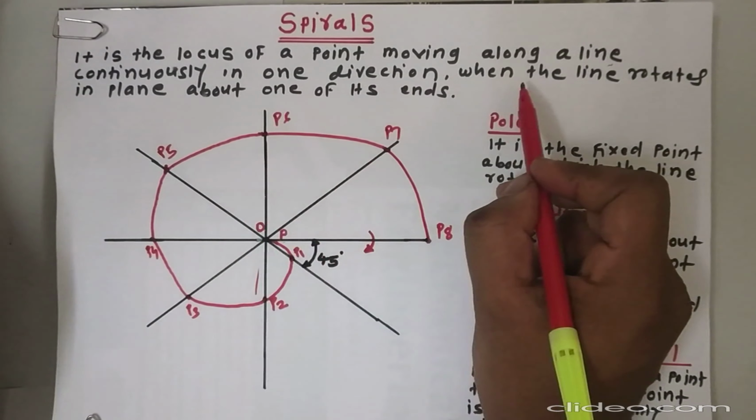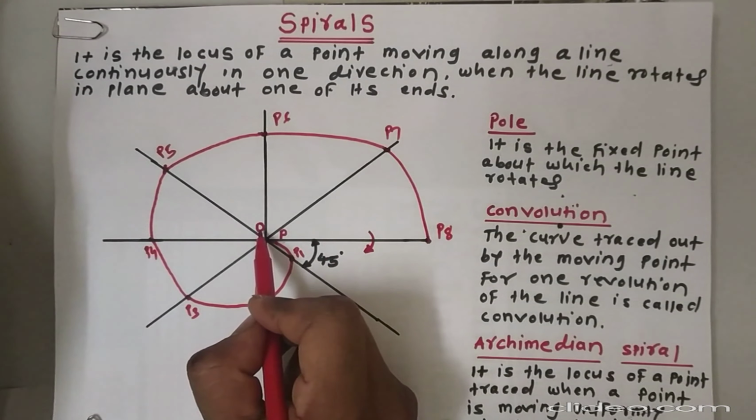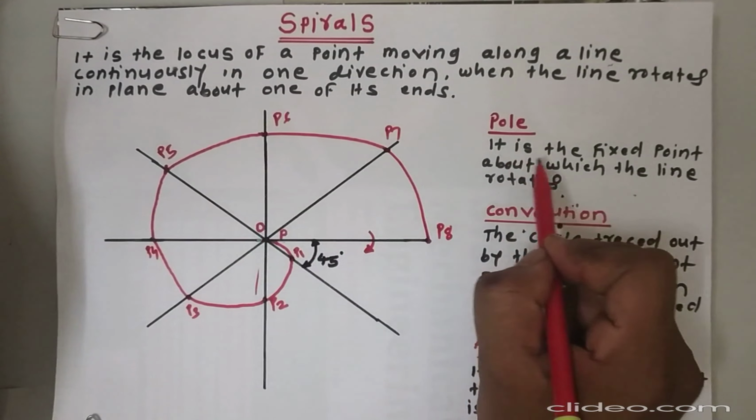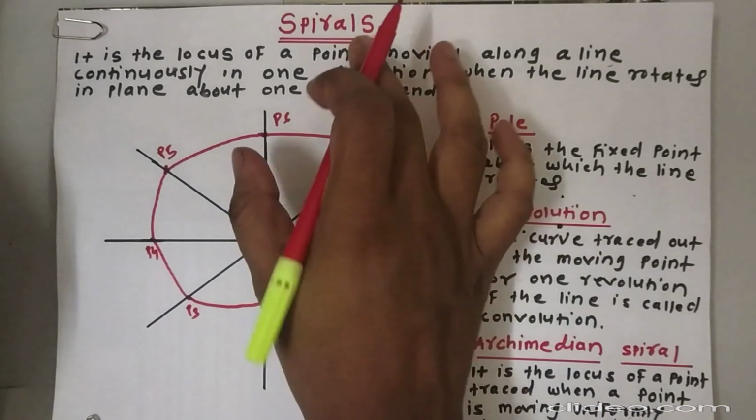When the line rotates in a plane about this fixed point O, that is the pole. So the pole is nothing but a fixed point about which this line rotates. So this is the meaning of this definition.